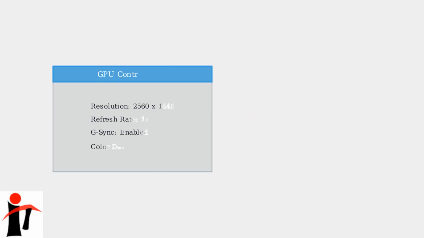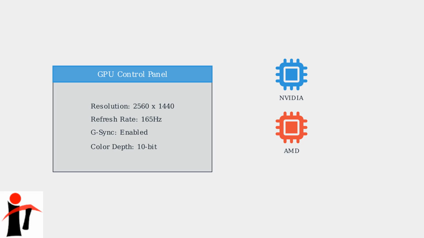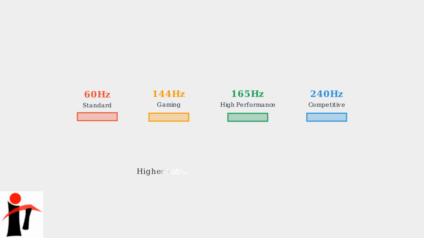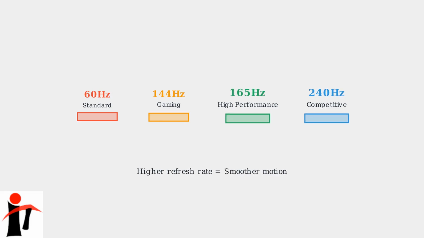Once your Samsung Odyssey monitor is connected, the first step is configuring your GPU control panel. This is where you'll set the foundation for optimal performance. The most critical setting is matching your refresh rate to your monitor's native capabilities. Samsung Odyssey monitors support various refresh rates from 144 Hz up to 240 Hz, depending on your model.